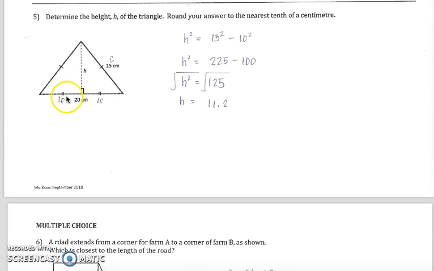In here, I know that each side is 10 centimeters at the bottom here. I have C, 15 centimeters. This is the hypotenuse because it's across from the right angle. Then to find the height, I will need to subtract the hypotenuse squared, 15 squared, by the leg squared, 10 squared, and work out my result to be 11.2 centimeters.